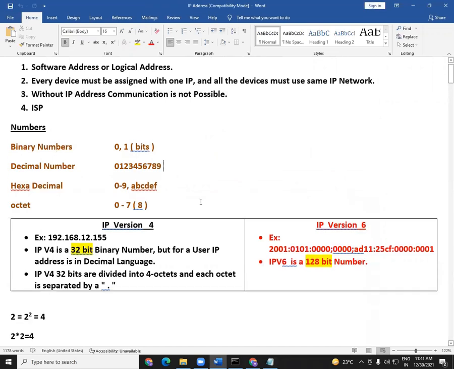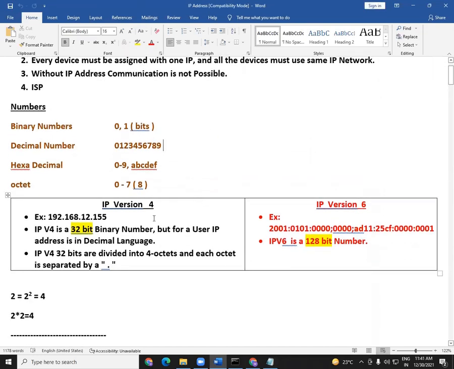Now, IP address is of two versions. One is called IP version 4 and another one is IP version 6. These are the two versions of IP addresses we have. I hope you know the meaning of version. In a general way, version means a new model or a new series, whatever you can say, it's a new version. So IP versions are version 4 and version 6.